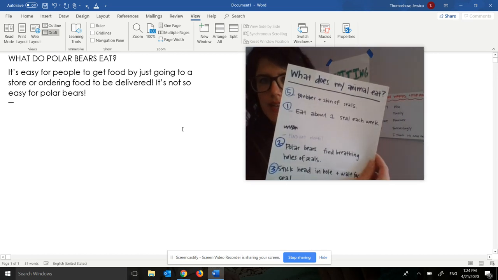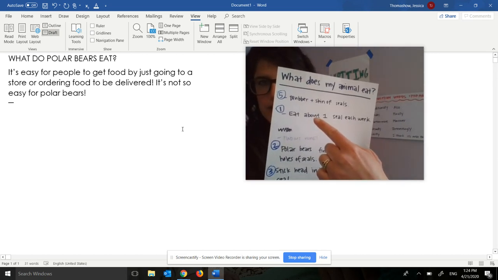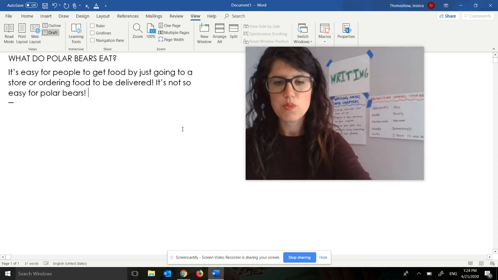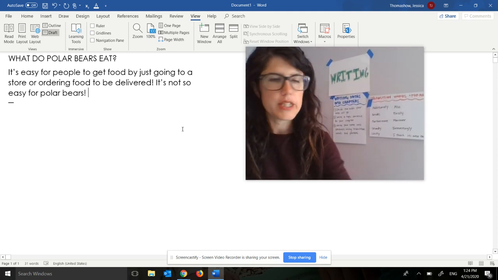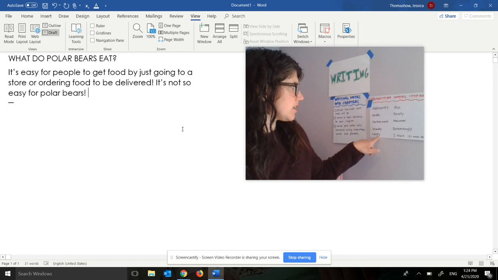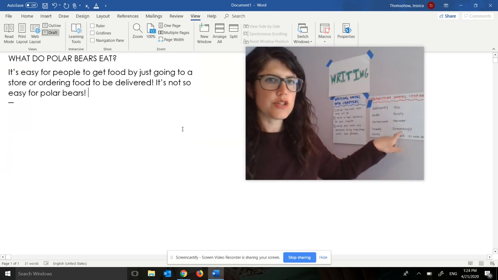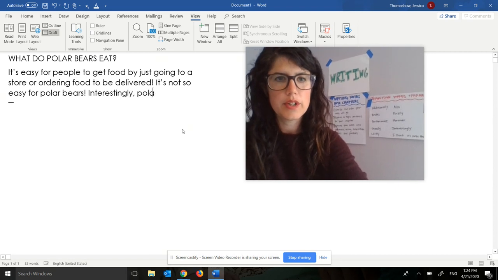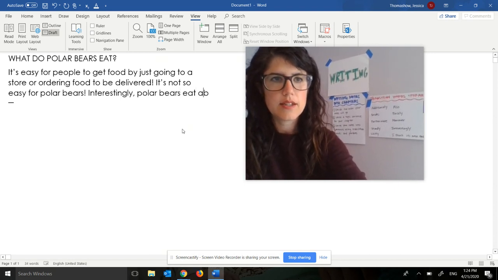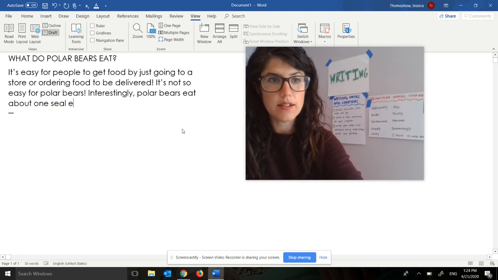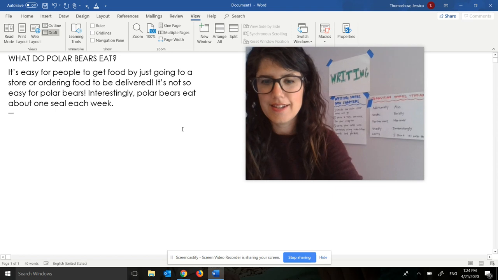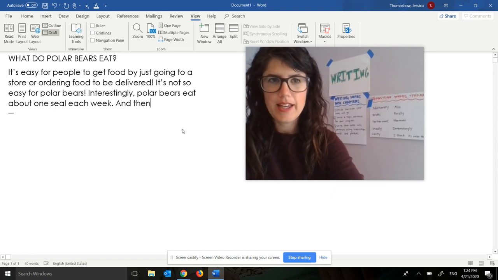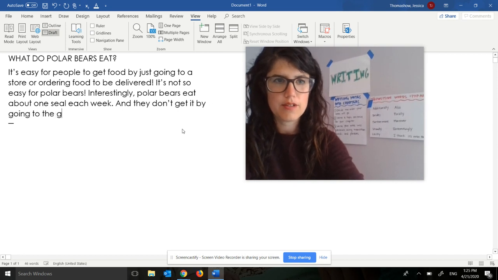The first note I want to write about is that polar bears eat about one seal each week. So looking at my transition words and phrases here, I think I'm going to use the word interestingly. Interestingly, polar bears eat about one seal each week. Now I'm going to hook back to the topic sentence a little bit, and they don't get it by going to the grocery store.